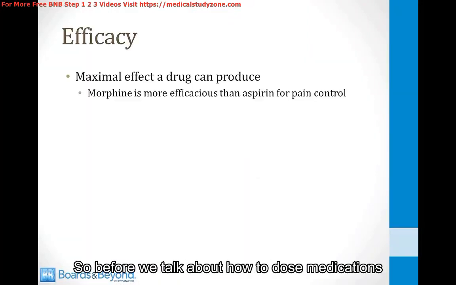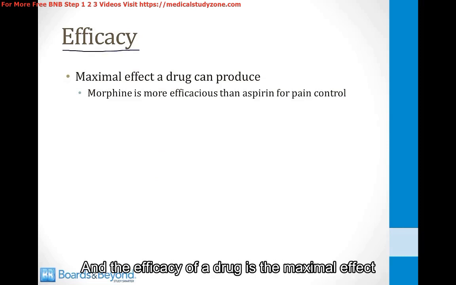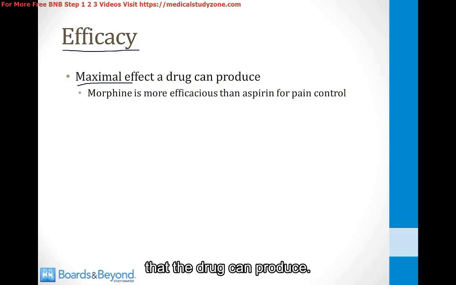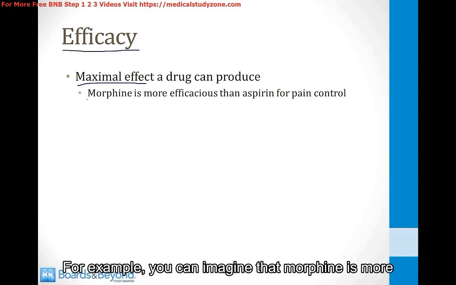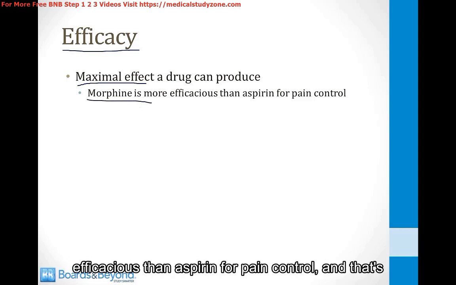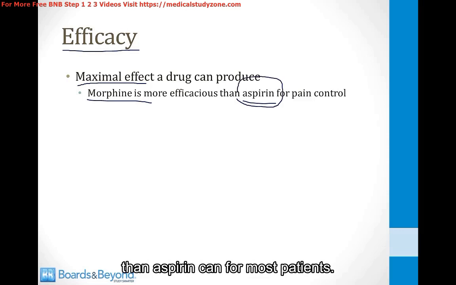So before we talk about how to dose medications, let's talk about two important terms. And the first term is efficacy. The efficacy of a drug is the maximal effect that the drug can produce. And we can compare drugs in terms of efficacy. For example, you can imagine that morphine is more efficacious than aspirin for pain control. And that's because morphine is able to achieve greater pain control than aspirin can for most patients.